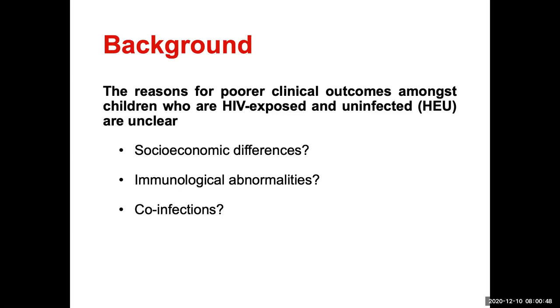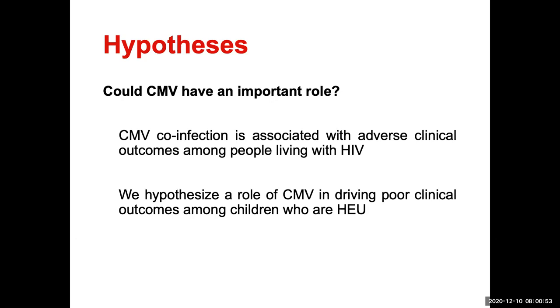So CMV, or cytomegalovirus, is a very important co-infection in the context of HIV. We know that CMV co-infection is associated with poorer clinical outcomes amongst children who are living with HIV and also adults with HIV. And we are hypothesizing the role of CMV in driving these poor clinical outcomes in children who are HIV exposed but uninfected.